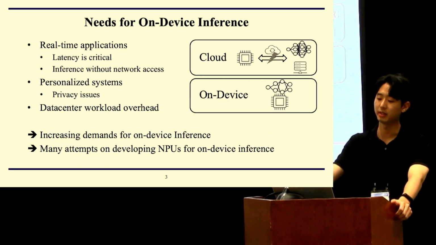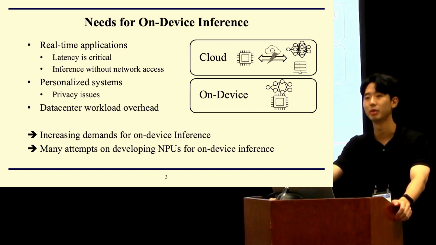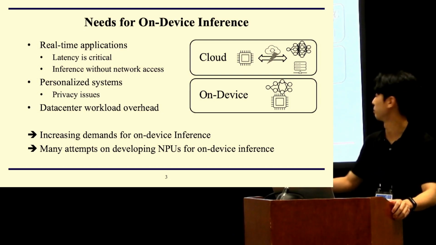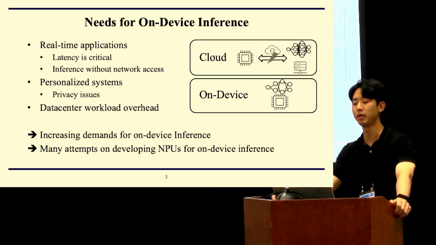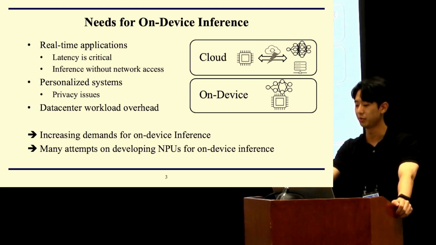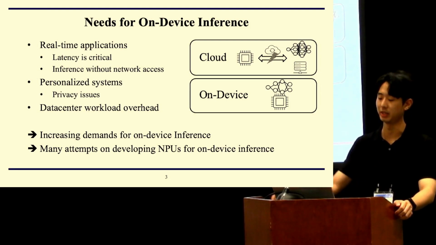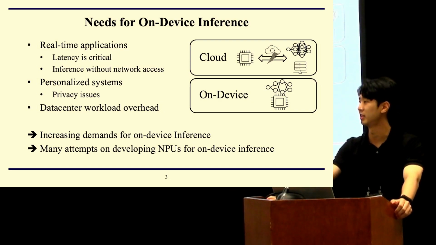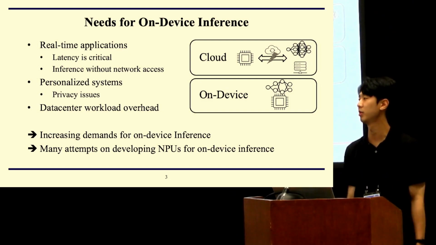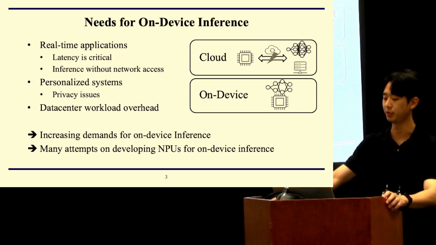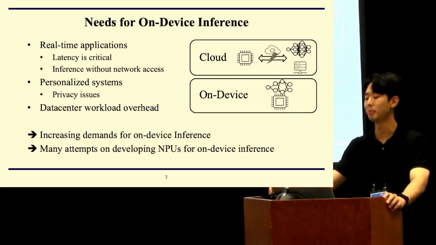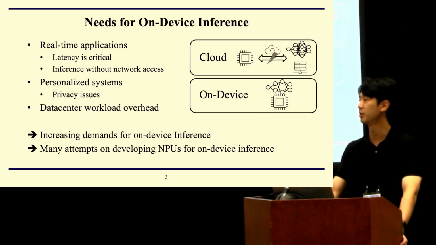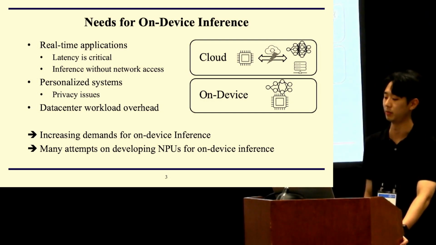So to bring deep learning applications into a mobile system, we can first consider a cloud approach. However, for real-time applications, latency is critical and the inference process should often be performed without a network connection. Furthermore, there are some privacy issues, especially in personalized systems, and high data center workload overhead can also be a major issue. Therefore, there are increasing demands for on-device inference, and there are many important attempts at developing specialized hardware for on-device inference.